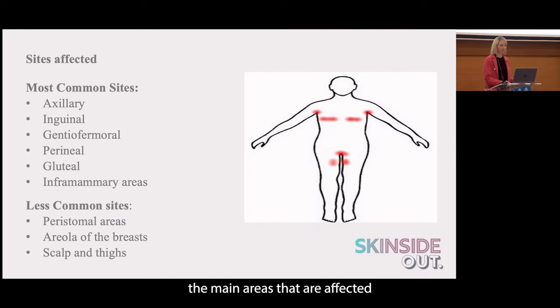The main areas that are affected will be under the arms, under the breast, the groin area, the buttocks and the tops of the thighs. It can affect the back of the nape of the neck because that's a hair-bearing area. Generally it can also affect the areola around the breasts. And these are all generally affected because they're hair-bearing areas.